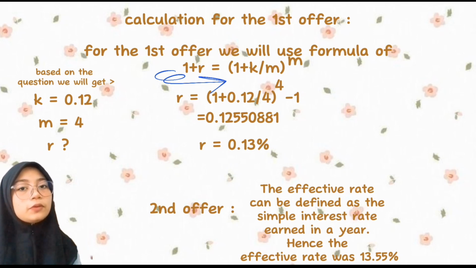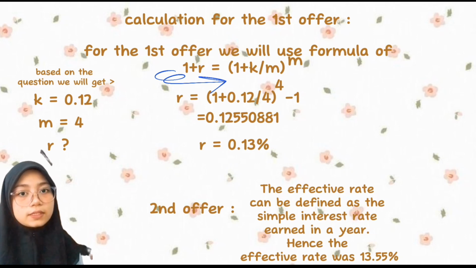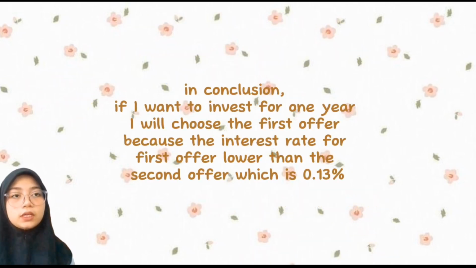Based on the question, we know that for the second offer, the rate was 13.55% simple interest, and we all know that simple interest equals the effective rate. So the final answer will be 13.55%, same as the information given. In conclusion, if I want to invest for 1 year, I will choose the first offer because the interest rate for the first offer is lower than the second offer, which is 0.13%.